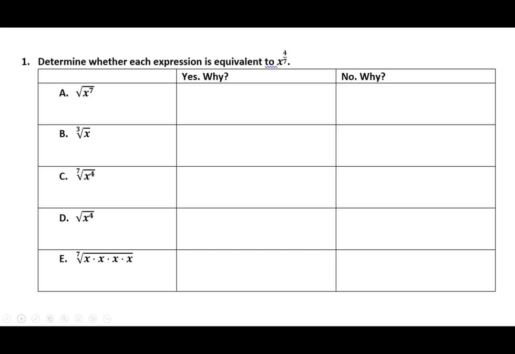Determine whether each expression is equivalent to x to the 4 over 7. First things first, you want to determine which is my index. So what is your index? 7. Your exponent is 4. Okay, so then in radical form, remember the index goes on the outside and your exponent goes on the inside. So let's look at A.